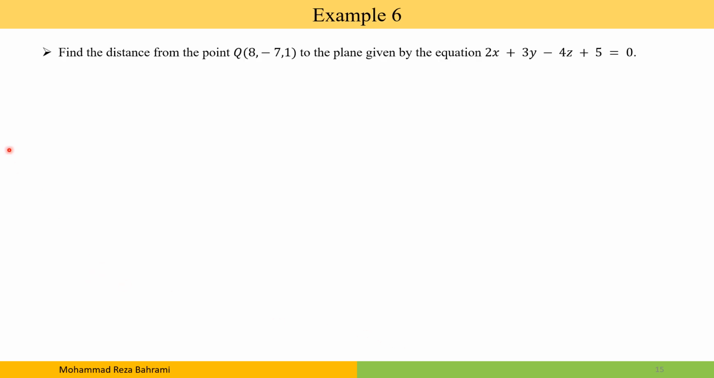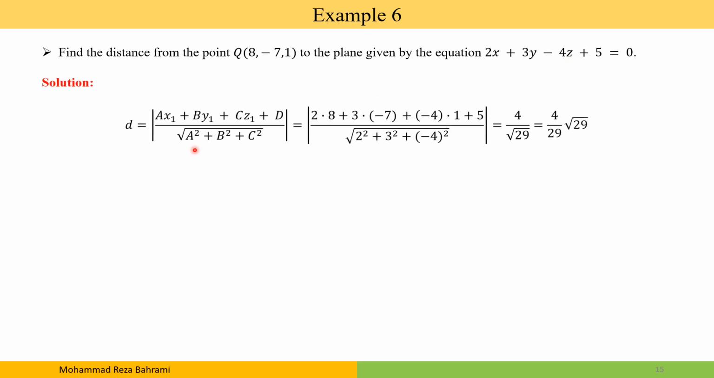So let's use this formula. Find the distance from the point Q to the plane given by the equation as here. So we use the formula from the previous slide. We have ax1 plus by1 and so on, and we need to find the absolute value. So we have a, b, c, and we have x1, y1, and z1. Simply we insert them into this equation, and we can calculate the distance from a point Q to the plane P.